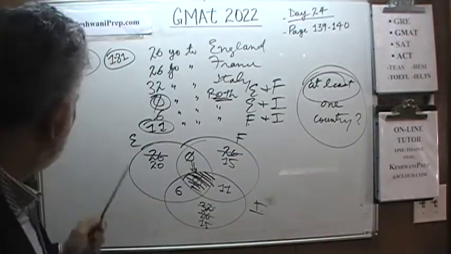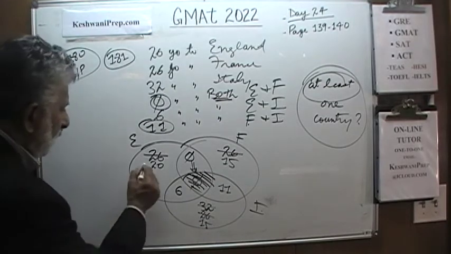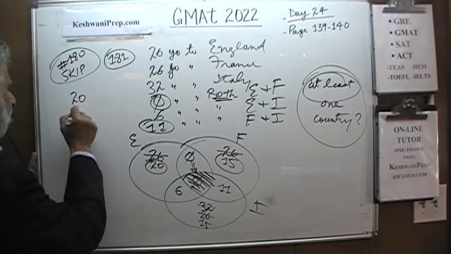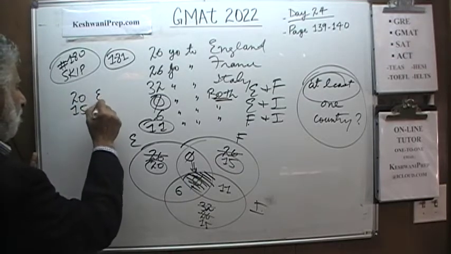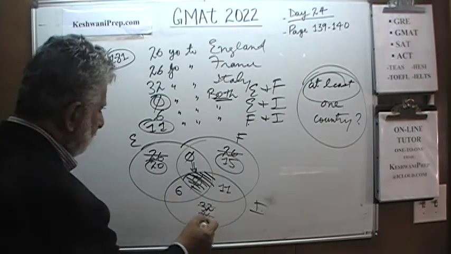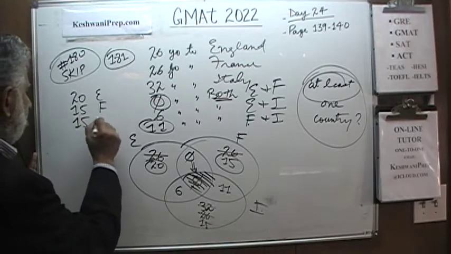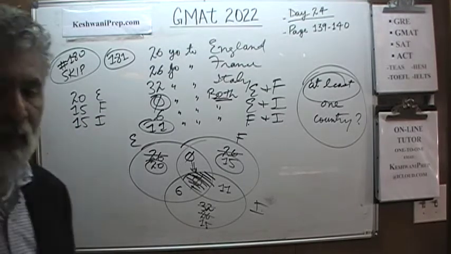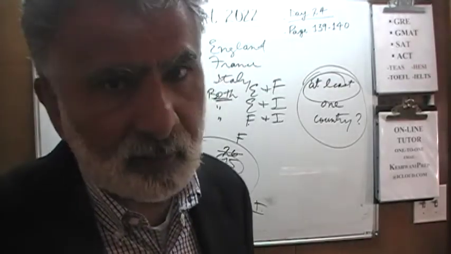At least one country. Let's do it right here. So we have 20 people who traveled to England, 15 people who traveled to France, and 15 people who traveled to Italy. Now, if we stop right here, this number represents the number of people who traveled to exactly one country.